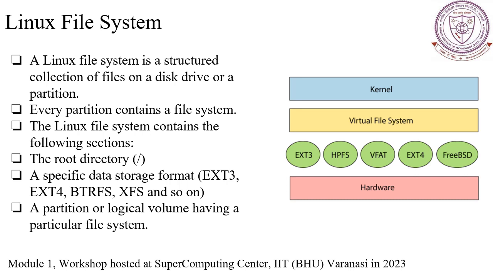The root directory is the top level directory in the Linux file system. It contains all other directories and files on the system. The data storage format is the way in which the file system stores the data. There are a number of different Linux file system formats available, such as ext3, ext4, btrfs, and xfs. The third one is, what is a partition? A partition is a section of a disk drive that is formatted with a particular file system, and a logical volume is a collection of one or more partitions that is treated as a single unit by the operating system.